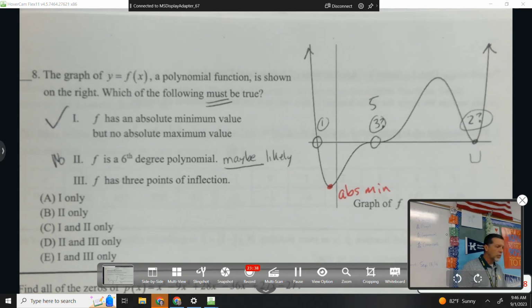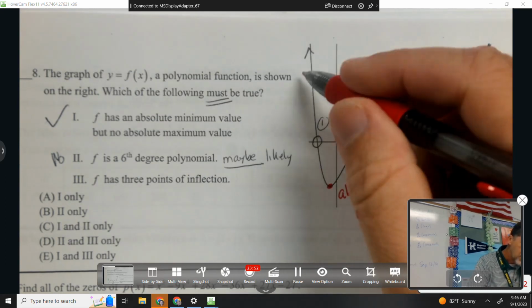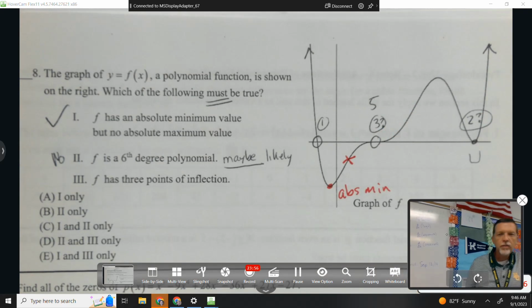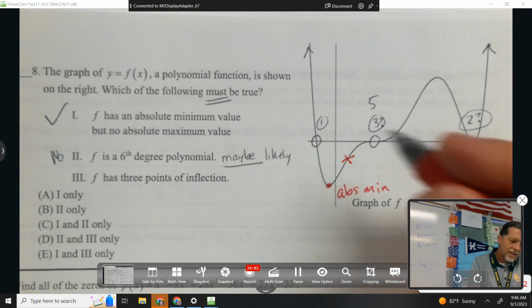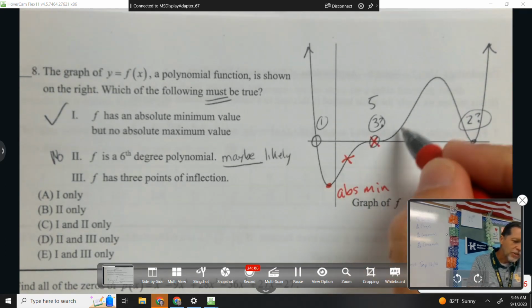F has 3 points of inflection. Okay, inflections are where it changes from, bowl up to bowl down or vice versa. So let's see. We're smiling versus frowning. Smiling. Somewhere in here, we switch over to frowning. Yes? Frowning. Oh, right here we switch to smiling again.